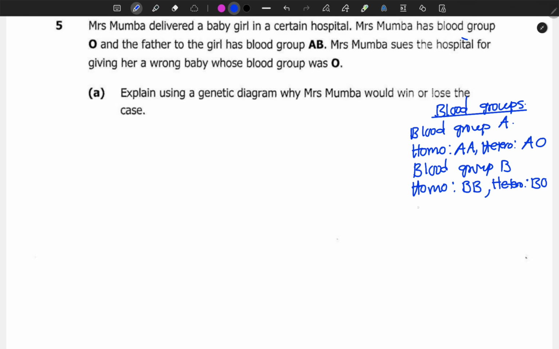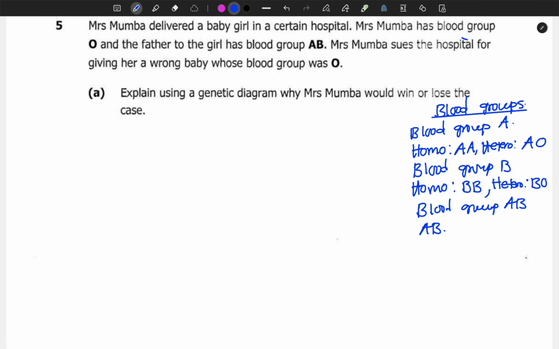Now what of blood group AB? So for blood group AB, the genotype is always AB. There is nothing like hetero. So why is this AB? The reason is simple. A is dominant, so is B. So a case where we have two characteristics that are both dominant, trying to express themselves at once, gives us what we call codominance.